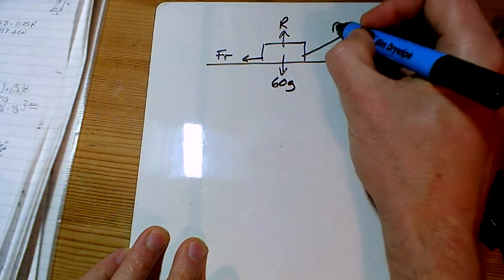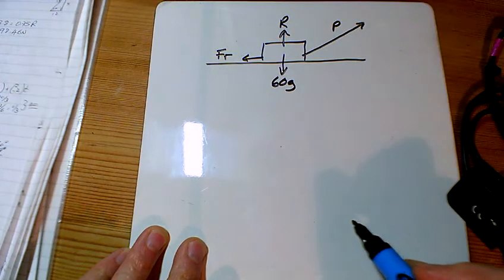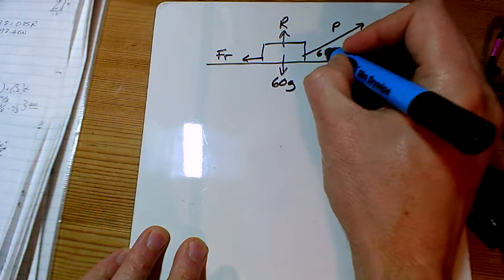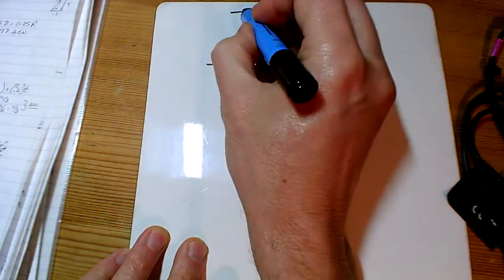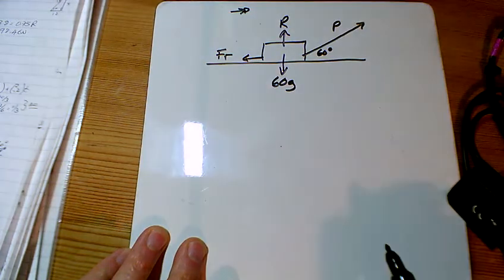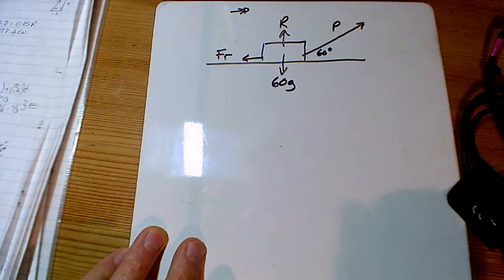I had to read that because there's a bit more there. The force P is acting at 60 degrees to the horizontal, and it's moving in this direction at a constant speed. A constant speed, so there's no acceleration there, is there?